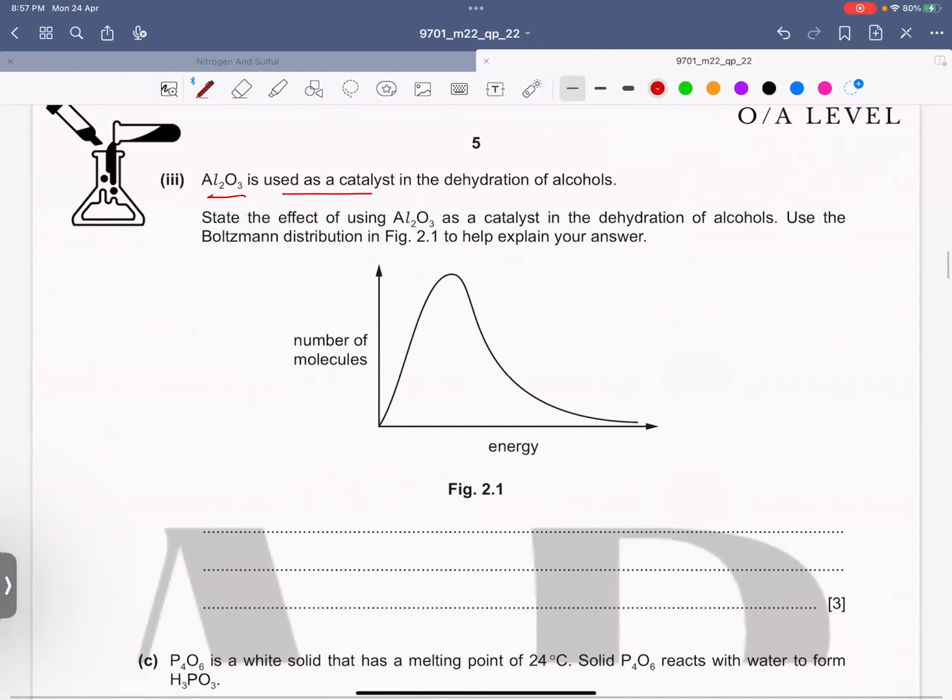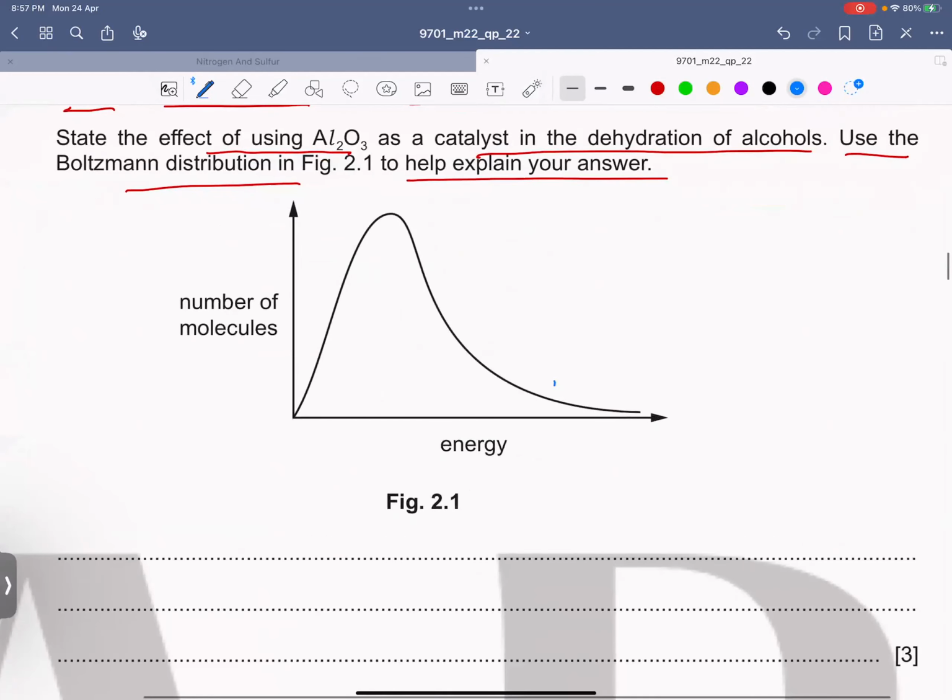Aluminium oxide is used as a catalyst in the dehydration of alcohols. State the effect of using aluminium oxide as a catalyst in the dehydration of alcohol. Use the Boltzmann distribution figure 2.1 to help explain your answer. Okay. So how would we do? First, we would put a vertical line, activation energy decreases. And then I would write EA, that is the activation energy.